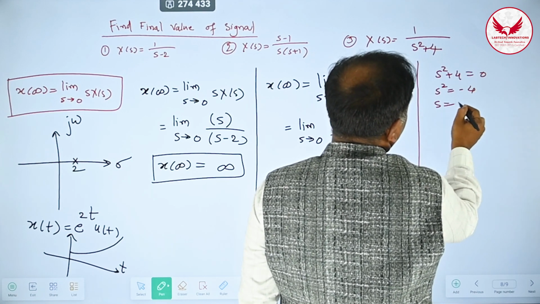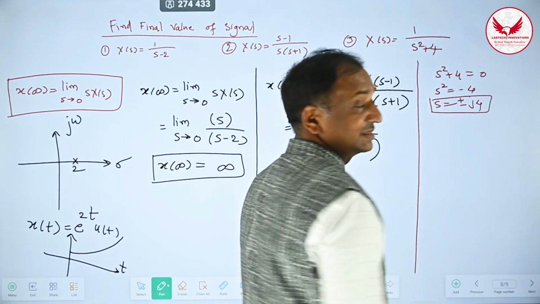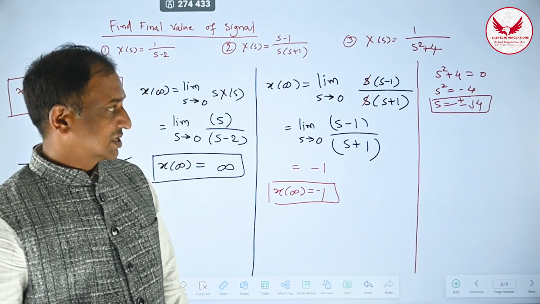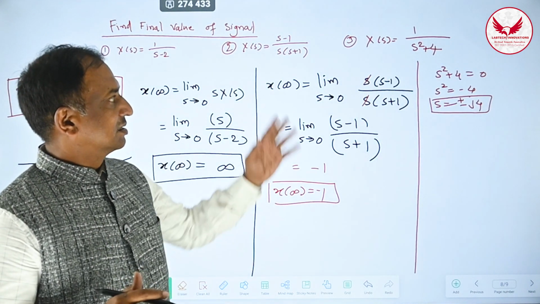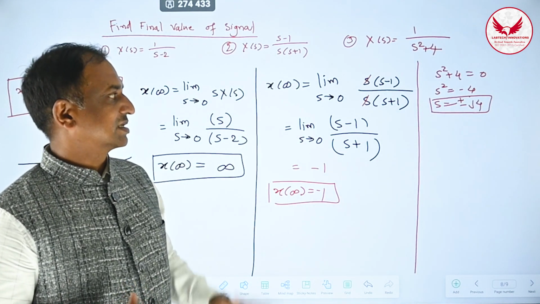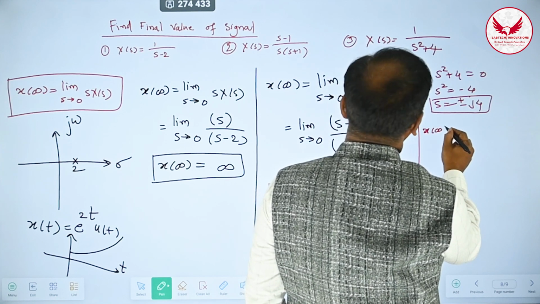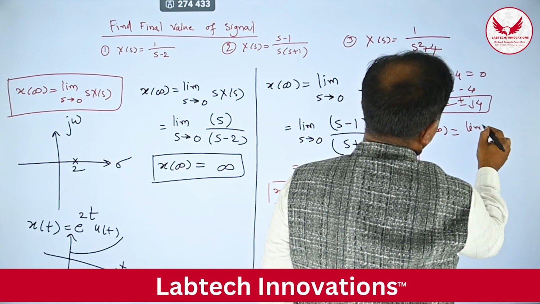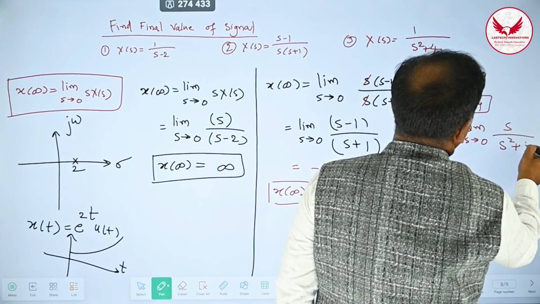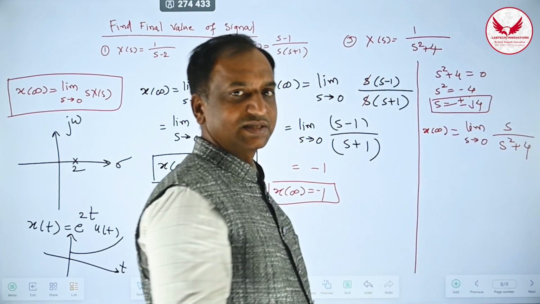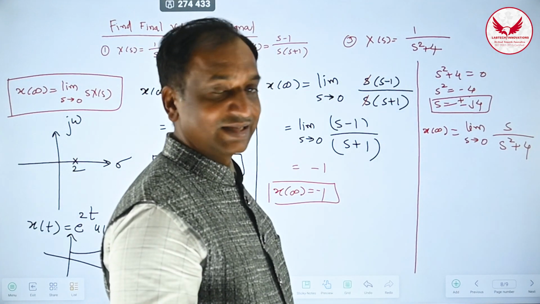So s is equal to plus or minus j4. So the poles are located on the j omega axis. When the poles are located on the j omega axis, the final value of the signal is not defined. So again you write the formula here, that x of infinity is equal to limit s tends to 0 of s upon s square plus 4. Here s square plus 4 means it is a sinusoidal signal. Generally for sinusoidal signals, the final value is not defined.